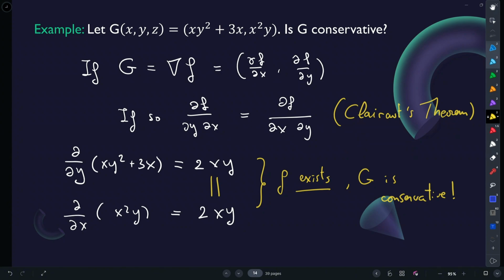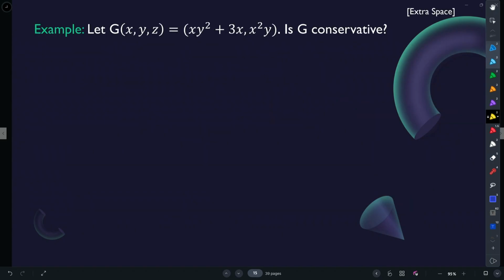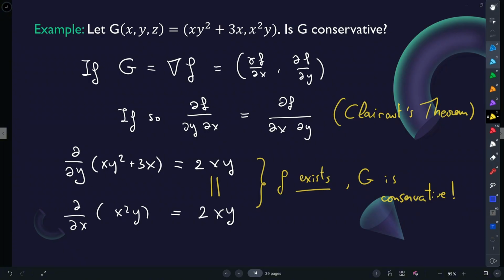And you would find it the way I found it in the previous slide, which is by, okay, I know that the first component is a derivative with respect to x, integrate that with respect to x, then take the derivative with respect to y, and compare with the second component. Any questions about this process? Do you want me to do it again?